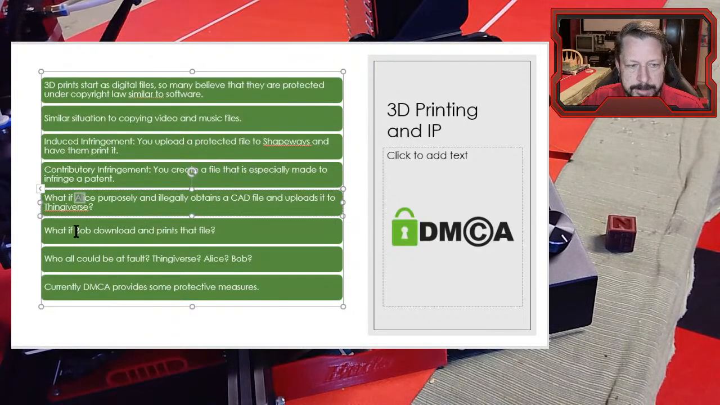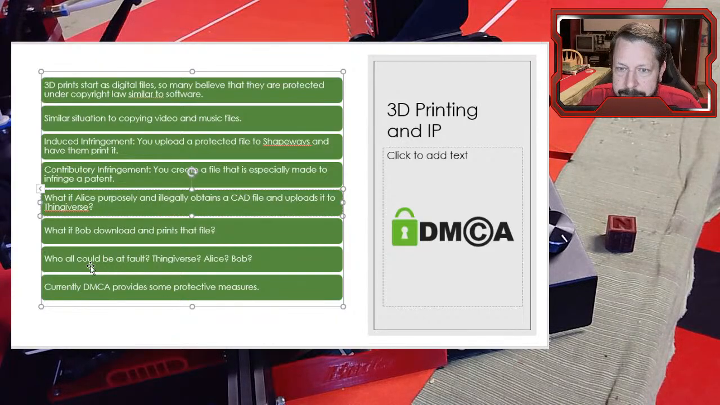What if Alice? Alice and Bob are typical generic names in computer science, so A and B basically. What if Alice purposely and illegally obtains a CAD file and uploads it to Thingiverse? Maybe she works at a company that has a bunch of CAD files, and she takes one and uploads it to Thingiverse. And then Bob comes along, he downloads and prints that file because, hey, I need one of those things. Who's at fault there? Is it Thingiverse for not recognizing that this is a copyrighted file? Alice, probably, certainly. What about Bob? He knows he's using it to replace another thing, but he doesn't know where the file came from. So there are all these types of issues that have to be answered.